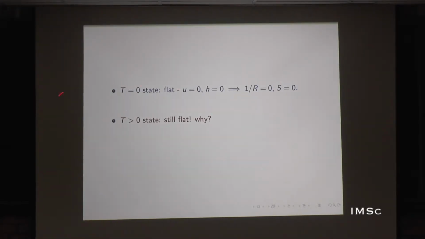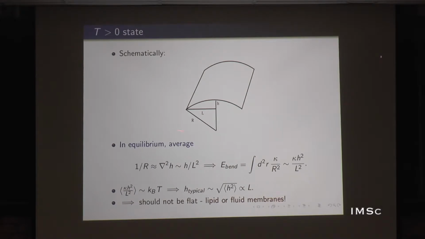So, as I said, the T equal to 0 state is basically u equal to 0, h equal to 0, which is flat. The T greater than 0 state is still flat, and we will see heuristically why. Schematically, this is one of the distortions. In equilibrium, the average slope is roughly h by L, which gives a bending energy of the form kappa h squared by L squared, scaling-wise. If you apply the equipartition theorem, it should be of the order of kBT because we are in equilibrium.